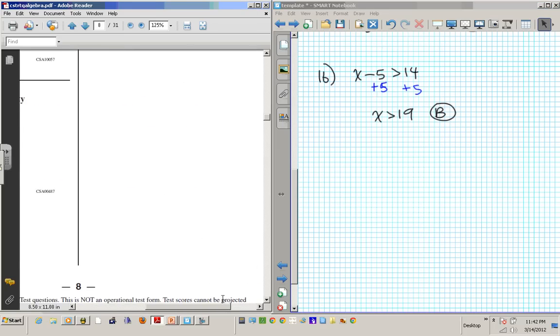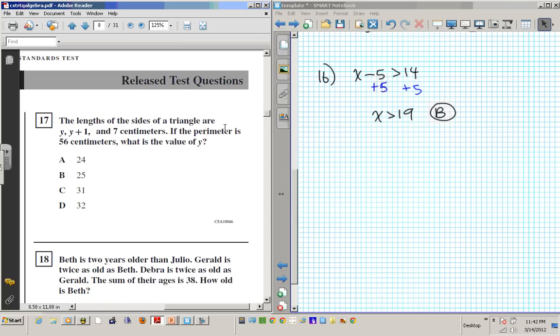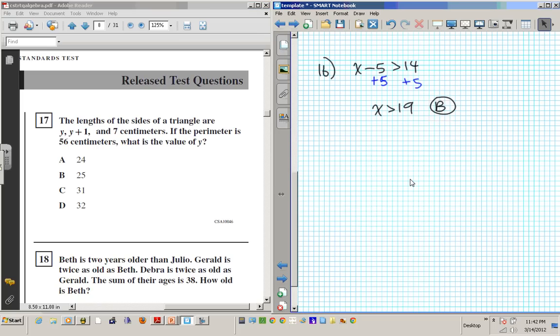Alright, let's move on to number 17. It says the lengths of three sides of a triangle are y plus 1, y, and 7. The perimeter is 56 centimeters. What is the value of y? So let's sketch our triangle real quick. So let's say we have some random triangle like this. Let's say one side is y plus 1, and this is 7.